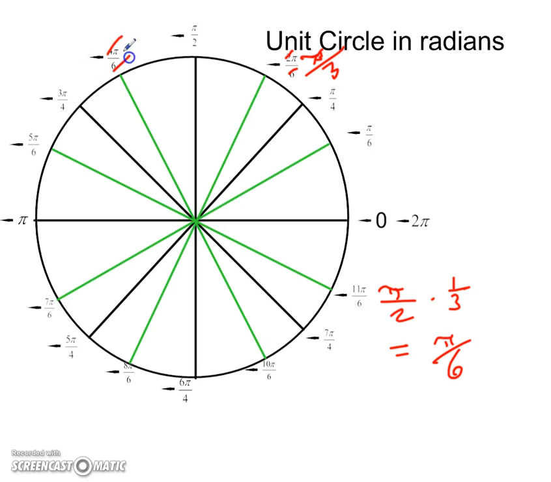4 over 6 becomes 2 over 3, 2 pi over 3. 8 over 6 becomes 4 pi over 3. 10 over 6 becomes 5 pi over 3. And I think all the other fractions are reduced already. So again, just like we counted in degrees, we can count in radians around the circle.